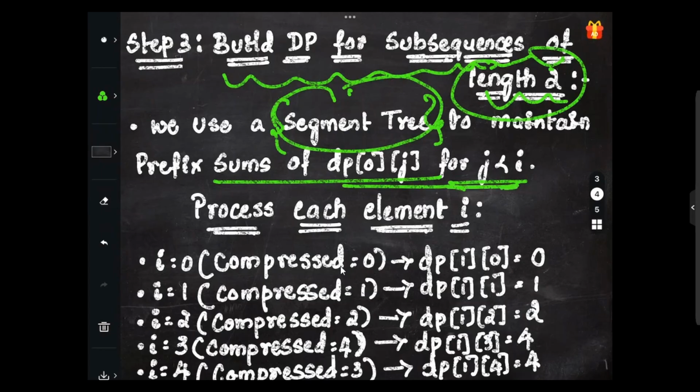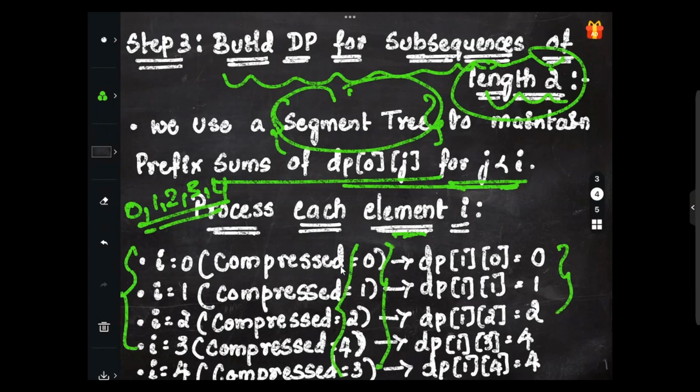So now let's see the processing of each element I part, right? Here we have I as 0 1 2 3 4, the compressed array we are considering. Here we have compressed 0, compressed 1, compressed 2, compressed 4 and compressed 3, so the values we have to go with are 0 1 2 4 3. So I will be 0 1 2 3 4, and the value for I would be this, for length 2 we are considering, right? So the values will be 0 1 2 4 3.